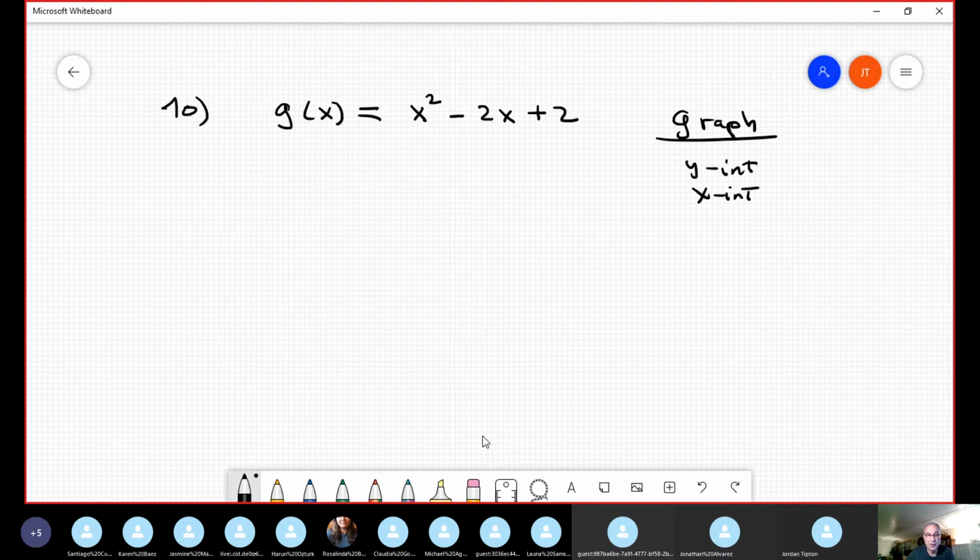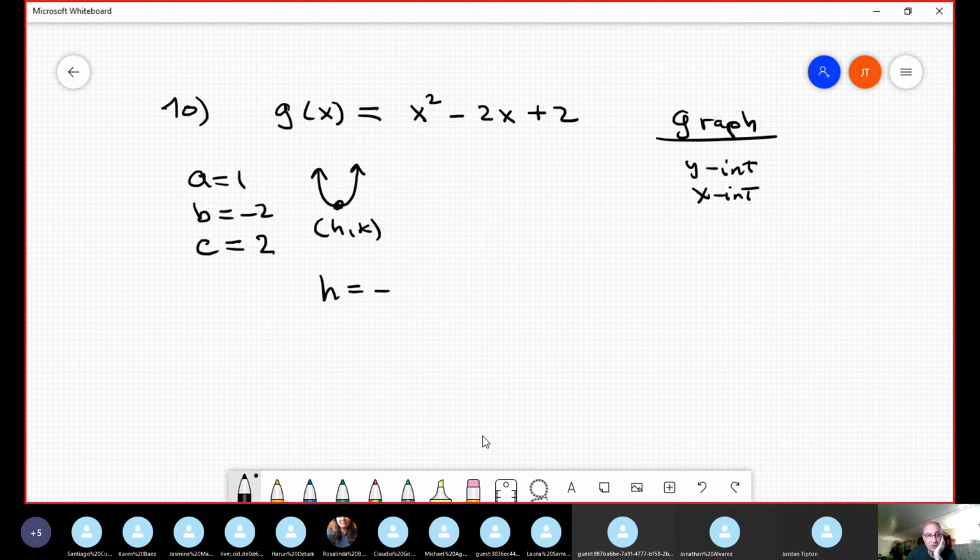Okay, it's obvious I can see that this quadratic function is expressed in standard form. A is 1, B is -2, and C is 2. And this is a parabola, and this parabola opens up because A is positive. This point is the vertex, H comma K. Let me try to find H and K. H is equal to minus B over 2A.